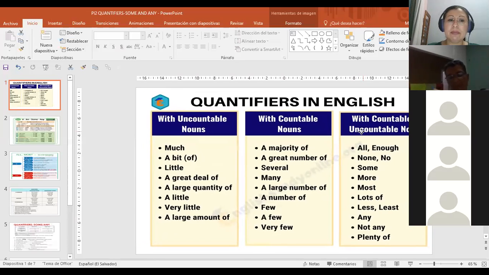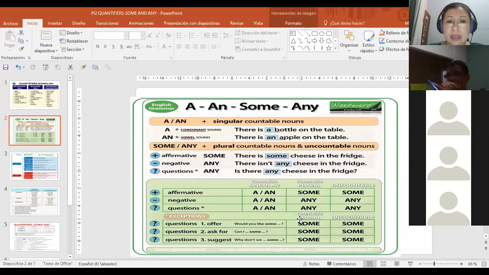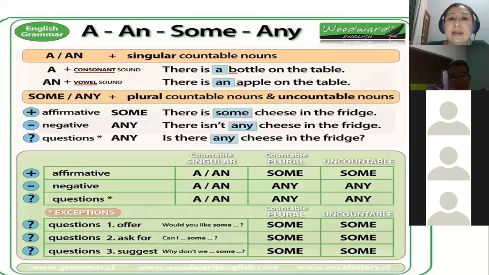Very good. So now that we have seen some quantifiers in English with uncountable nouns, countable nouns, and used with both, I just want to make sure that you remember these ones: a, an, some, and any. We use a before a consonant sound, and an before a vowel sound.